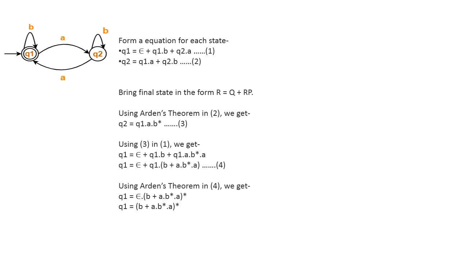So in equation number 4 you can apply the Arrhenius theorem, because it is in the form R is equal to Q plus RP. What is R? R is Q1. What is Q? Q is epsilon. What is P? P is B plus A into B star into A. So now using Arrhenius theorem, R is equal to Q into P star, meaning Q1 is equal to epsilon into P star. What is P? P is B plus A into B star into A. So Q1 is equal to B plus A into B star into A star.